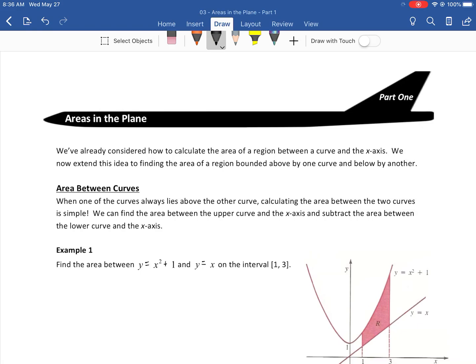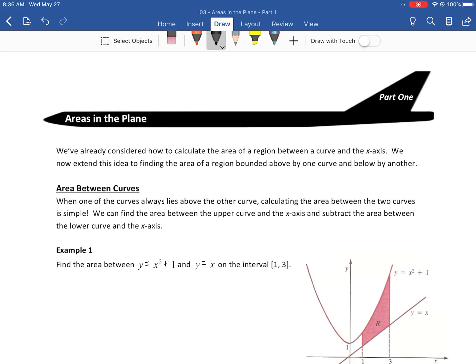Okay, today's lesson, areas in the plane, part 1. So we've already considered how to calculate the area of a region between the curve and the x-axis, and now we extend this idea one step further to find the area of a region bounded above by one curve and below by another curve. Big applications here. This is the starting of a big idea on how to do some complicated math problems, but we'll just start with some nice little area ones here, and the visualization should be pretty straightforward.